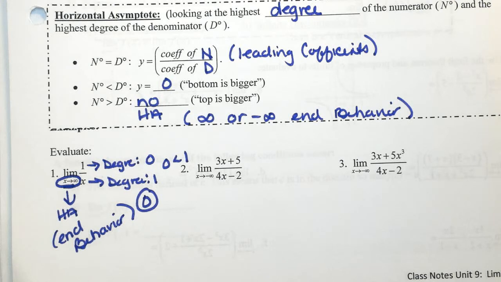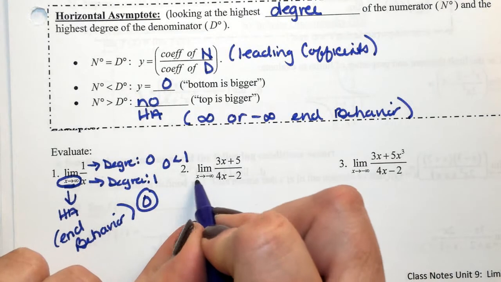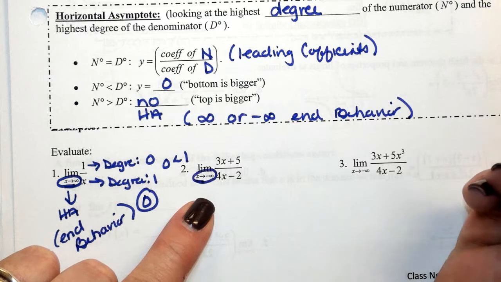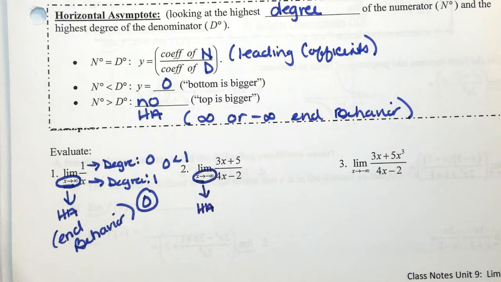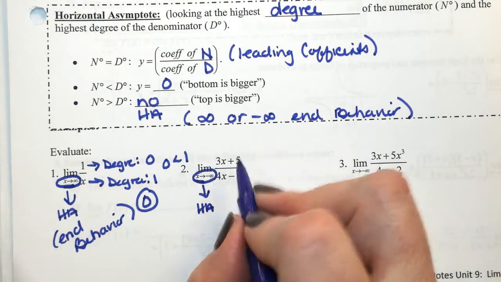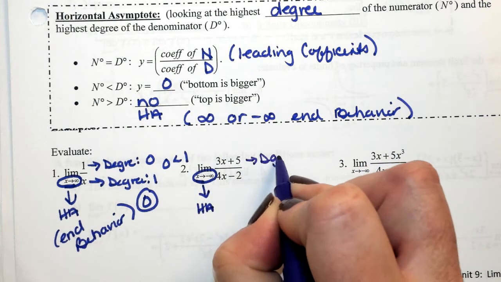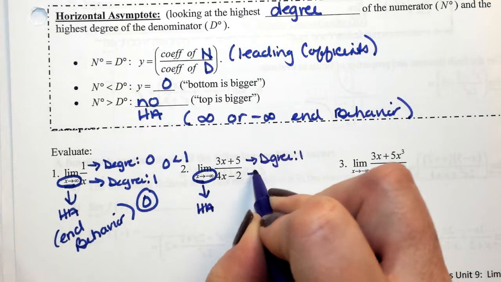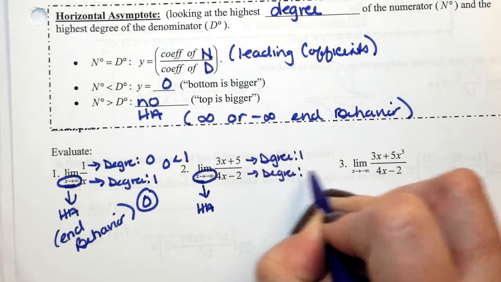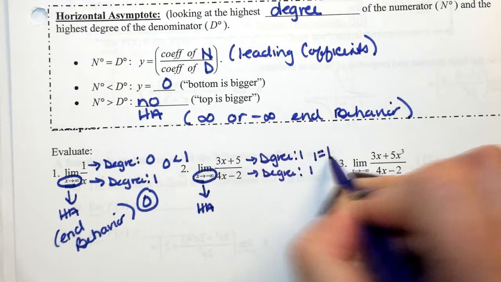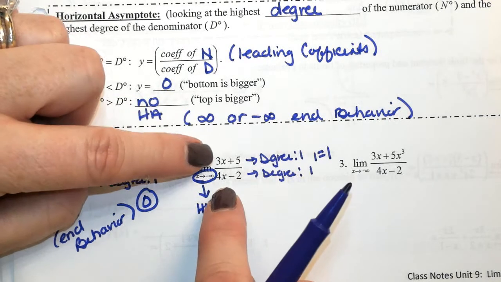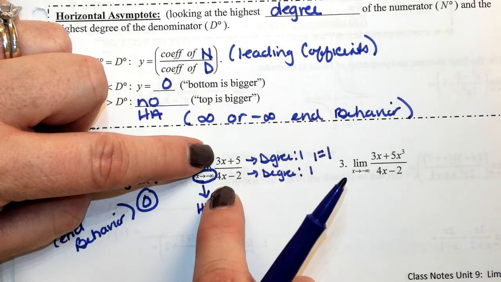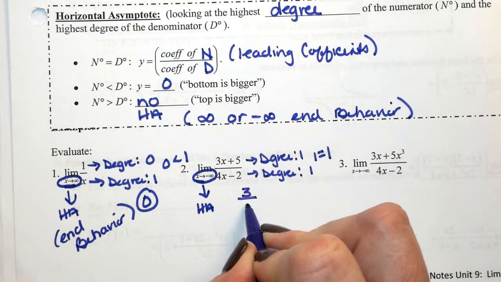Let's take a look at number 2. Again, the limit as x approaches negative infinity. Again, what you need to do is find the horizontal asymptote or your end behavior. So look at the degree of the numerator. What is the degree of the numerator? 1. What's the degree of the denominator? 1. So again, we know that they're the same. If the degree of the numerator is the same as the degree of the denominator, then how do we find the horizontal asymptote? We simply divide the leading coefficients. So it's going to be 3 over 4.